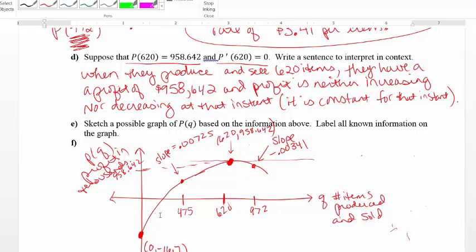Slope 0. So perhaps the profit function's increasing on the left. Right at that instant, it turns and begins to decrease on the right. This is just a possible graph. It's possible it has lots of other peaks and valleys and turns that they didn't describe in our problems here.